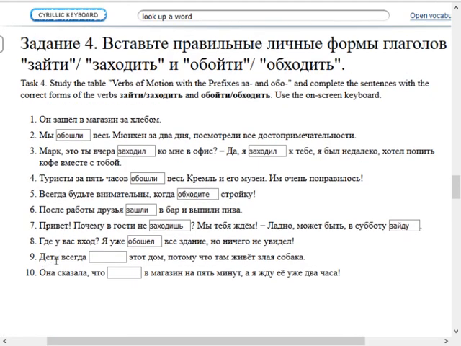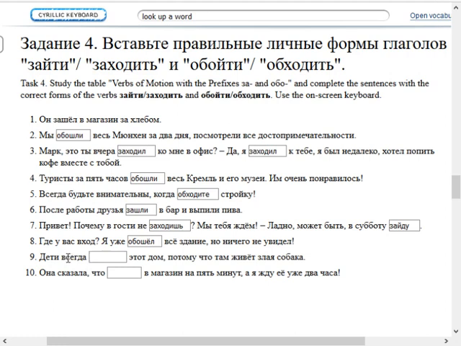Okay, дети всегда обходят этот дом. Children always do something with this house. Потому что там живет злая собака. Because there lives an evil dog. Well, okay, Zlaya is like the German böse. It can mean evil, but I think here in this case it just means angry. So then it makes sense that the children probably go around the house.